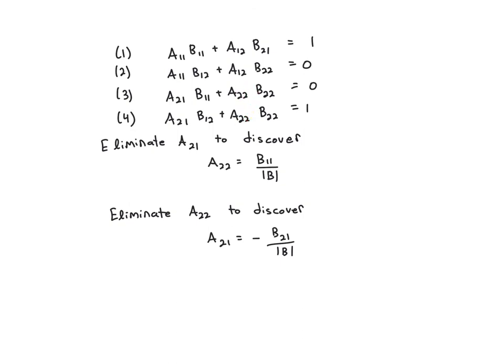there's actually a mistake in that formula somewhere. Extra credit for anyone that finds it. 1 point extra credit for the first person to email me pointing out what the mistake is. But after you fix the mistake and then do the calculation, you'll discover A21 is negative B21 over the determinant of B.